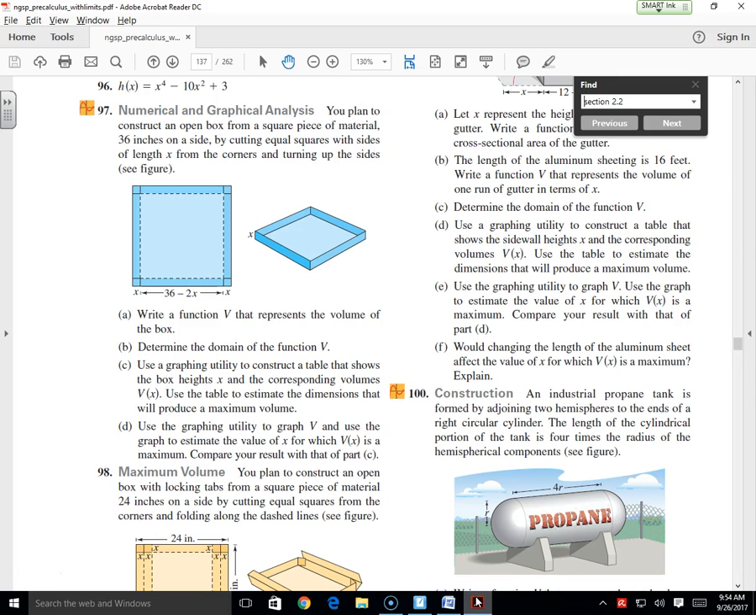Okay, so we know that 36 is all the way across. You're cutting out x, so you're subtracting an x, and you're cutting out another x, so you're subtracting 2x. Does that make sense why the distance in between is 36 minus 2x? Whole minus x minus x.